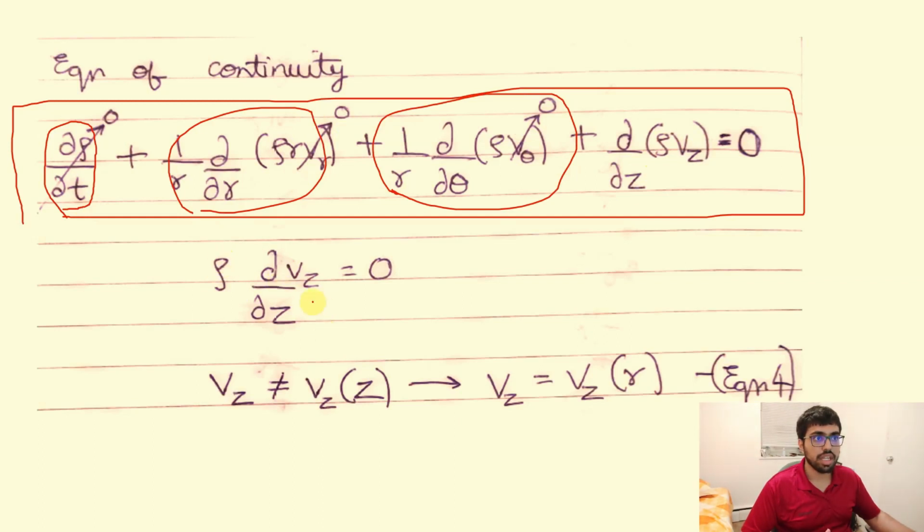And finally we can see that the partial derivative of Vz with respect to z is equal to 0. And guess what? This implies that Vz is not a function of z at all through the equation of continuity, because if this is true, that means Vz was not a function of z in the first place. And the equation of continuity signifies the mass balance, and mass balance is always true in our problems. So we can now infer that Vz is only a function of r. So this is equation 4.